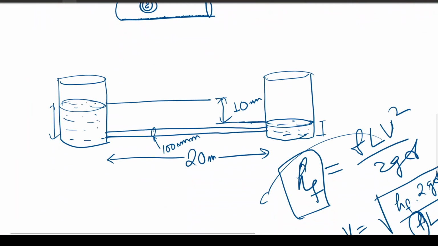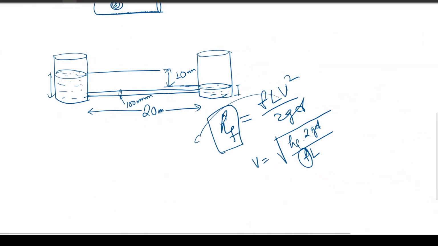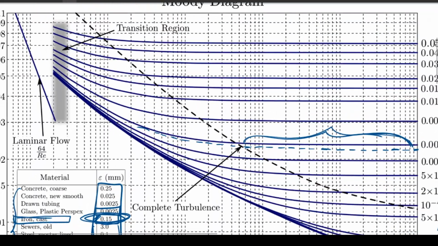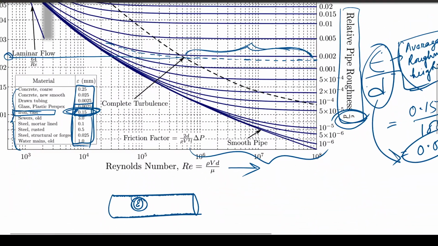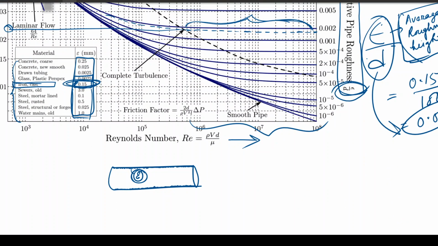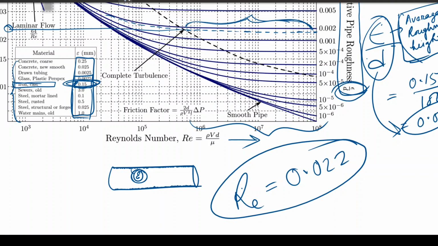So that means our friction factor is approximately 0.022. We'll see if that is correct or not. So f equal to 0.022. Sorry, not Re, this is f. We'll use this value.